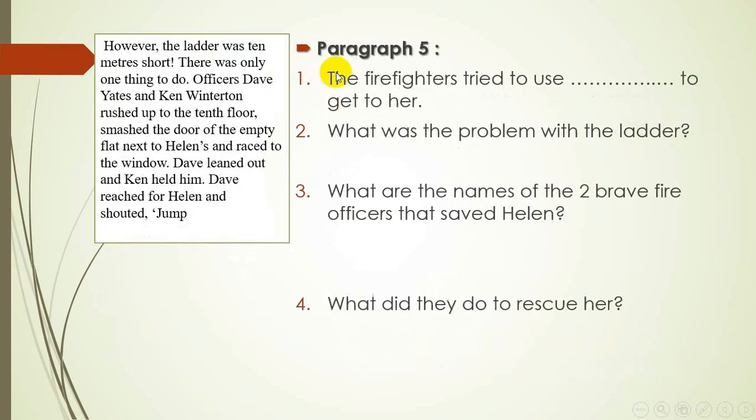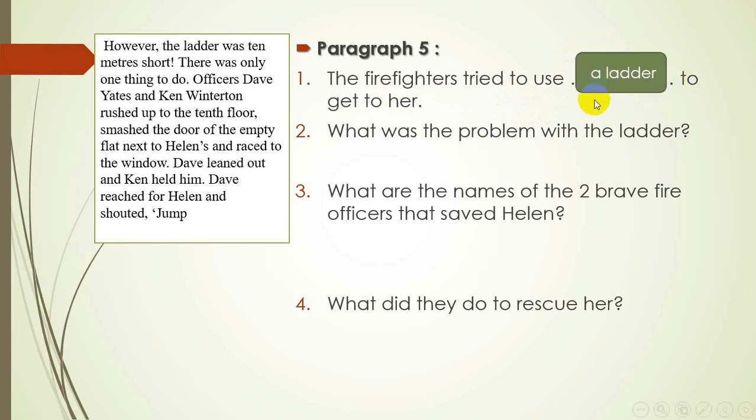Let's move to paragraph number 5. This is the most important paragraph. Let's read and understand how was Helen saved. Number 1. The firefighters tried to use something to get to her حتى يصلوا إليها. What was that equipment?